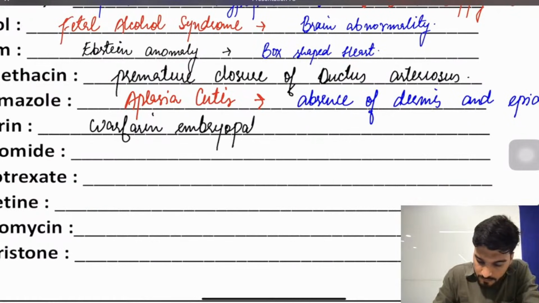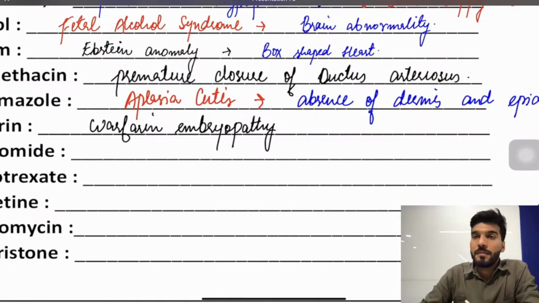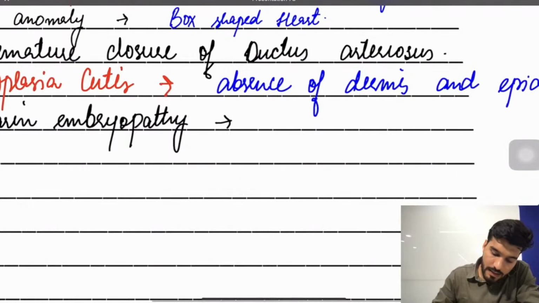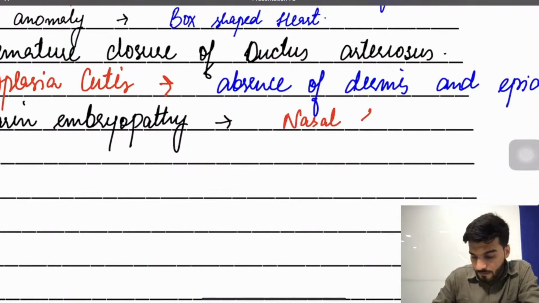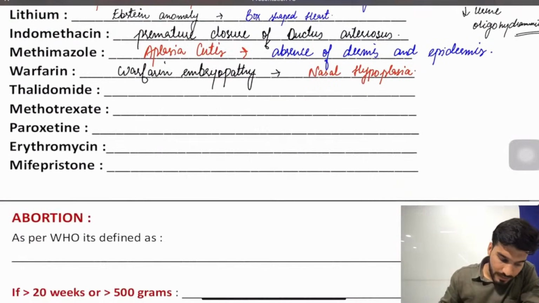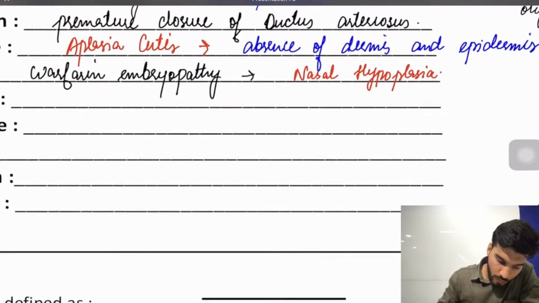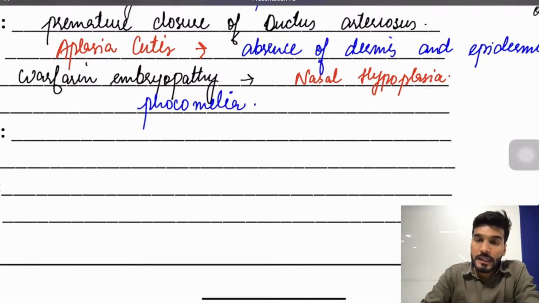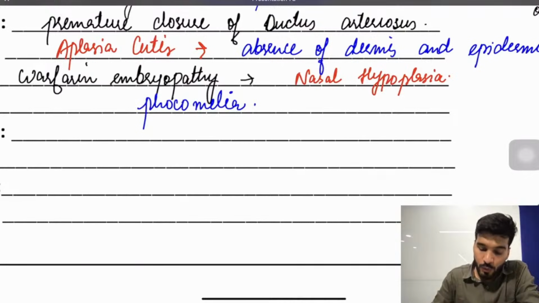Warfarin will cause warfarin embryopathy. What is the classical feature in warfarin embryopathy? There is nasal hypoplasia. Followed by that, thalidomide. What is the side effect that thalidomide will have? Phocomelia. The patient will have phocomelia, abnormal lower limbs, defective lower limbs.